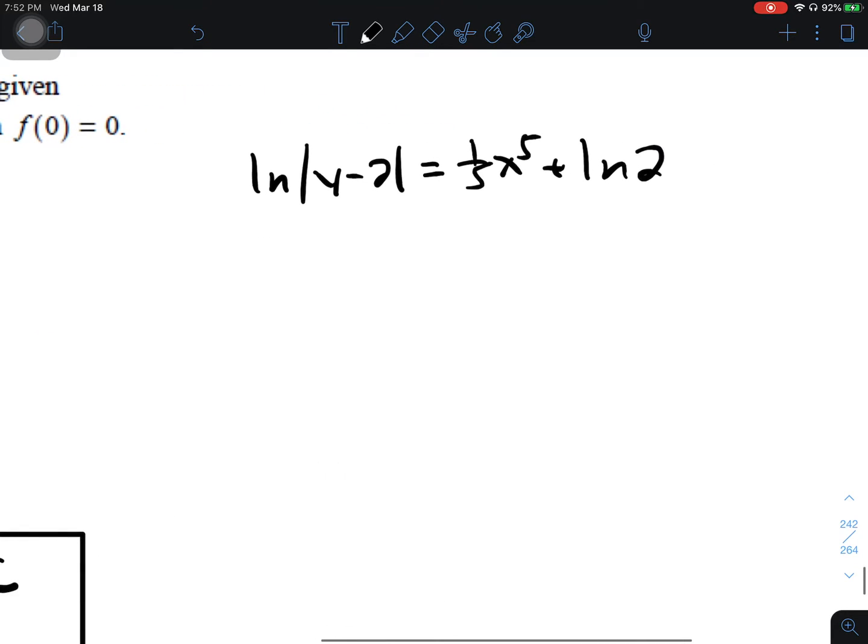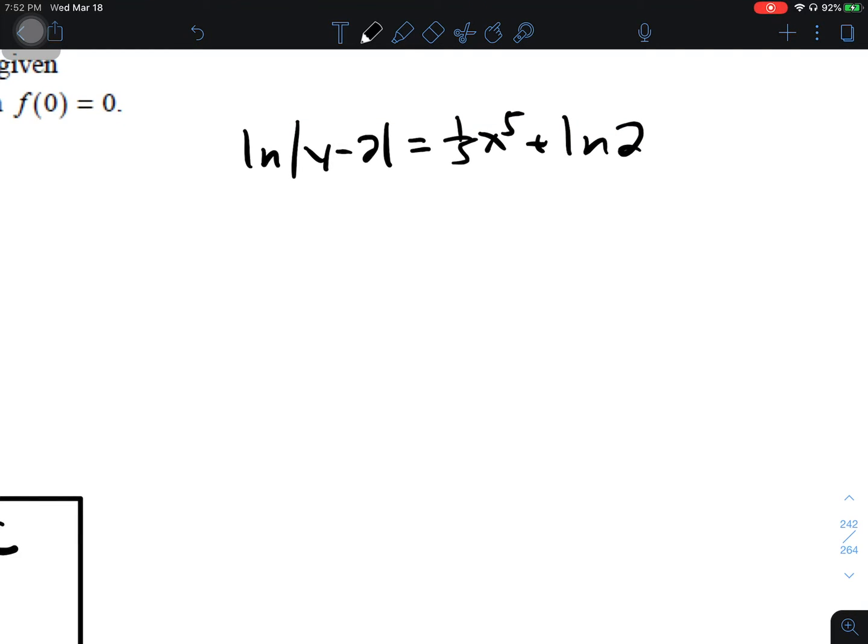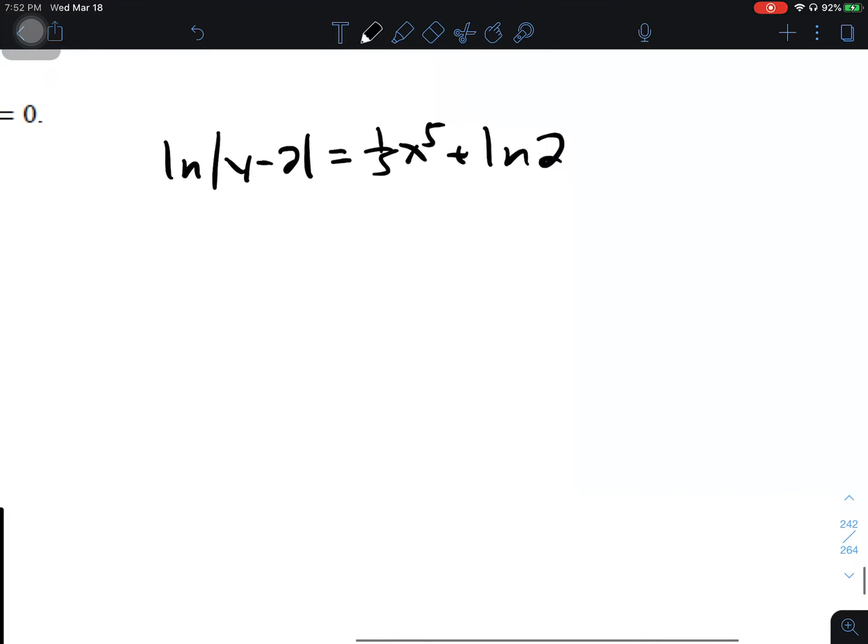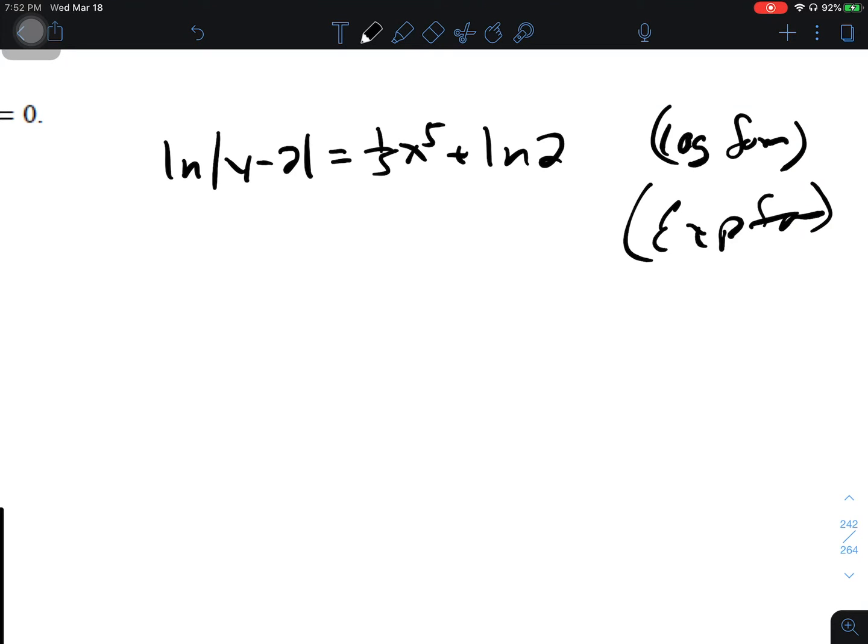To get a particular solution, we want to get the absolute value by itself. This is currently in log form. We're going to change to exponential form. So remember, this base here is e. This is saying log base e of the argument equals this exponent. So in exponential form, it's e to the exponent equals the argument.